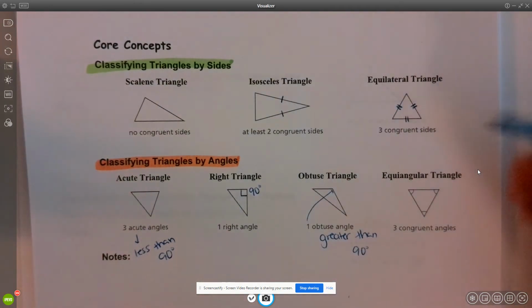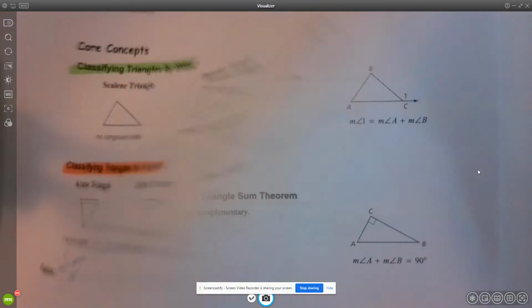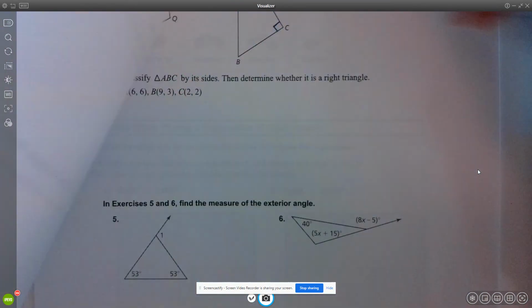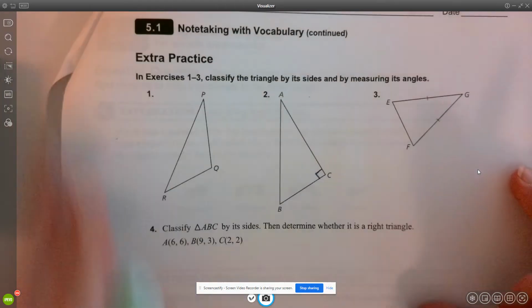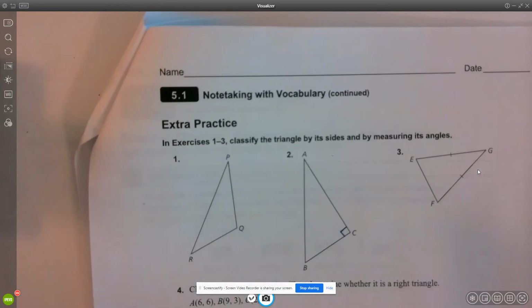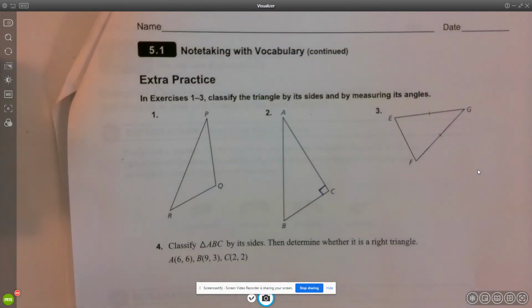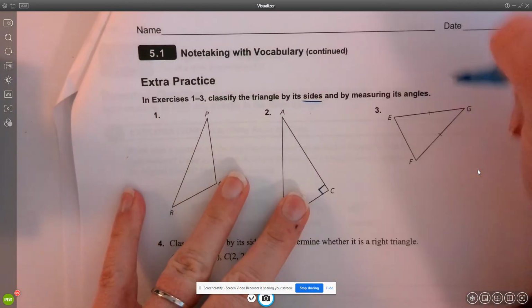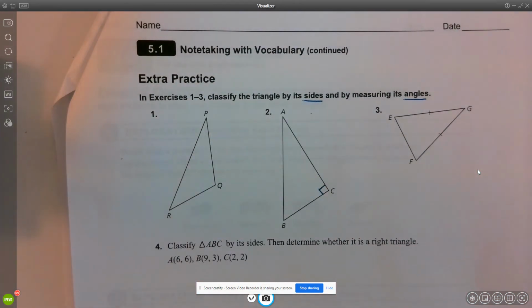So let's go ahead and apply these classifications to an example. We're going to turn a couple pages. We're going to do 1, 2, and 3 on page 127. It says classify the triangle by its sides and angles. So we're going to give each of these triangles two names. Okay. So first let's talk about the sides.